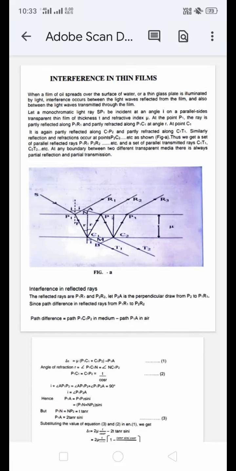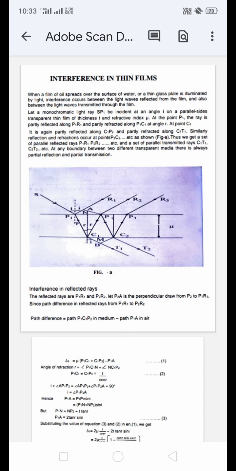Generally, a thin film of oil or soap appears colored due to interference of light from the reflected as well as transmitted system. The thin film of oil or soap has two surfaces, the top and the bottom surfaces. The incident monochromatic light suffers reflection and refraction from the top surface and transmission from the bottom surface.